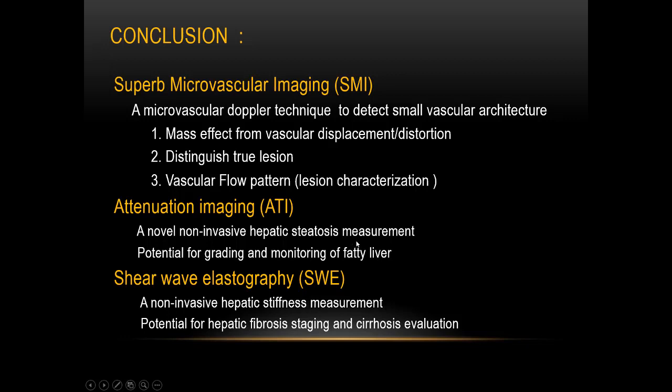ATI, or attenuation imaging, is a novel technique for liver fat quantification. It is potentially used for fatty liver grading and monitoring the fatty liver percentage after treatment or lifestyle modification. Shear wave elastography is a non-invasive stiffness measurement of the liver. So it has potential for looking at hepatic fibrosis staging and cirrhosis evaluation.